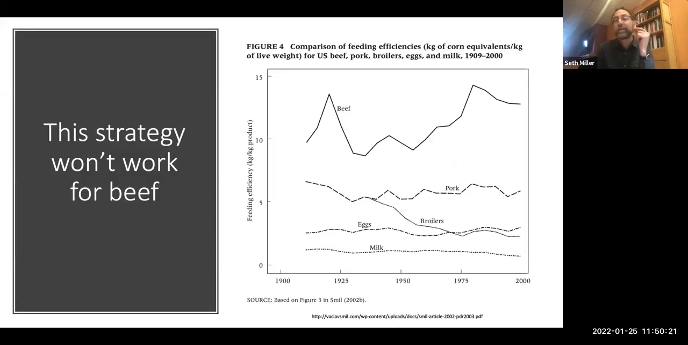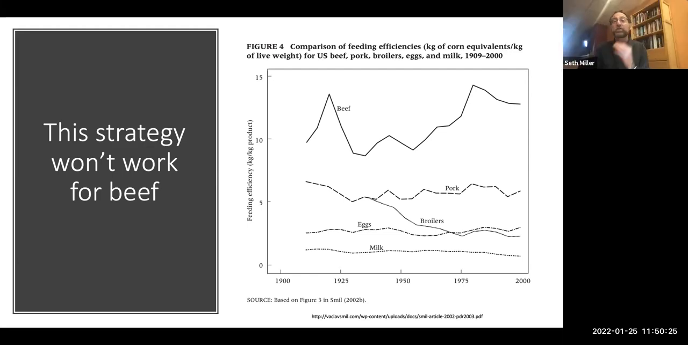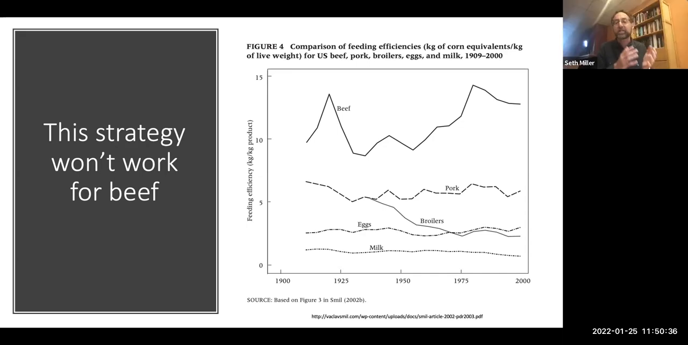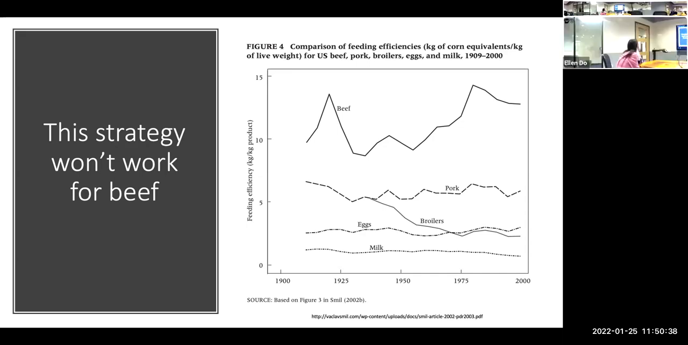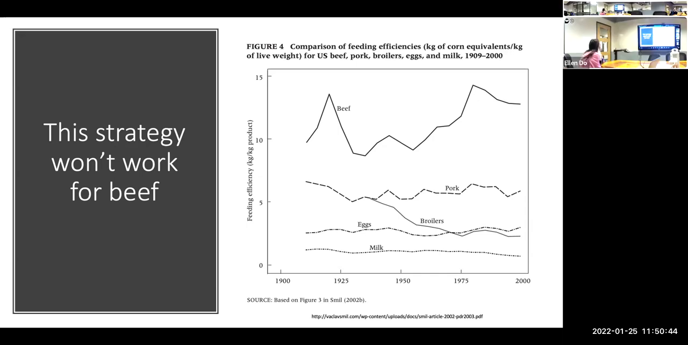But actually, if you start to consider beef, you start to see that there's actually a real problem in trying to do this for meat, because while evolution had not previously optimized cows to produce more milk, it has optimized cows to produce more cow. And there has been no success whatsoever in improving the feed efficiency for beef in the last century.